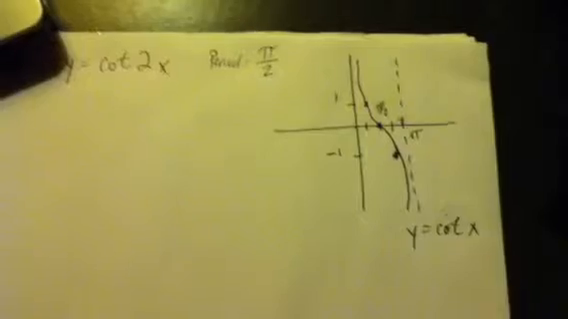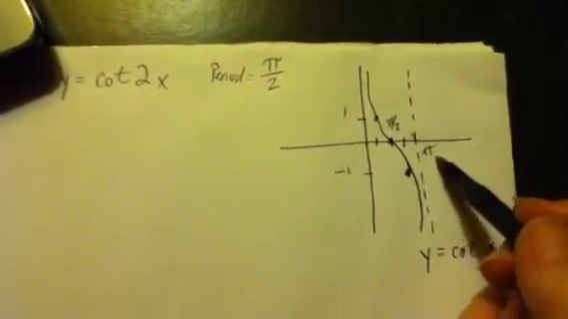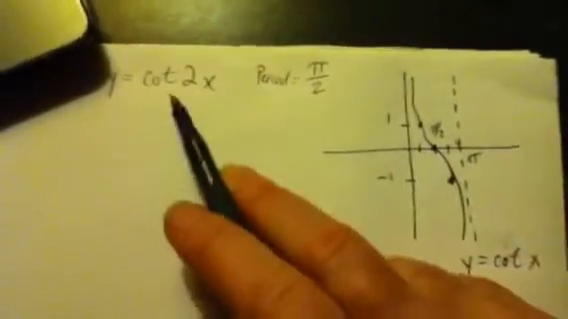Now what we're going to do with this graph, really all I'd have to do is just change this label to say pi over 2, and then I would have that. I'll redraw it though.